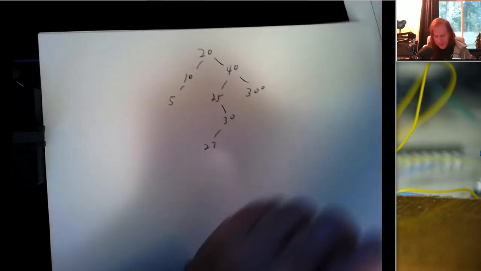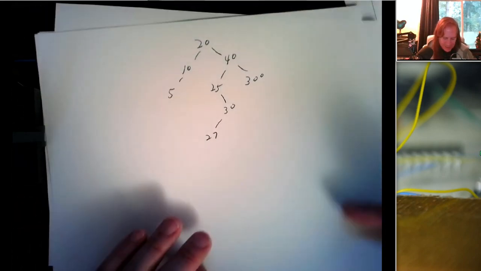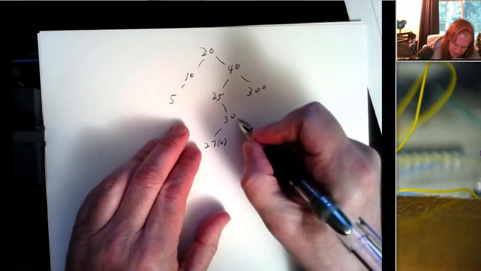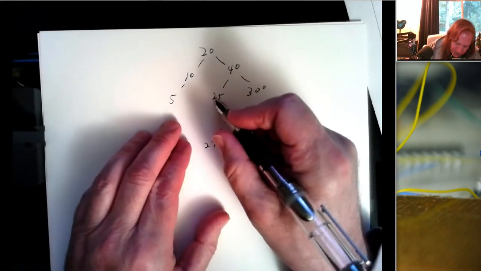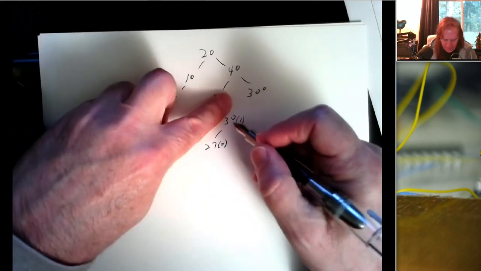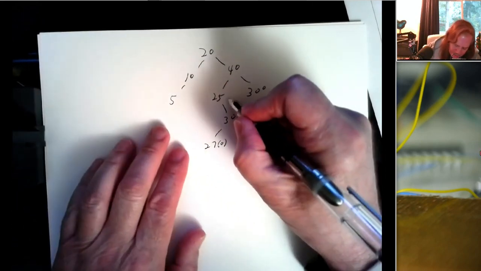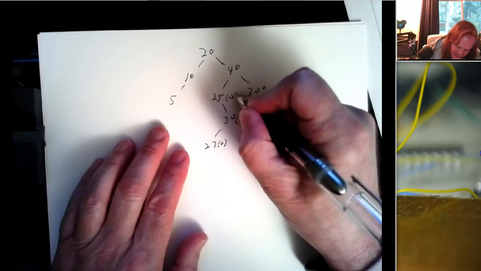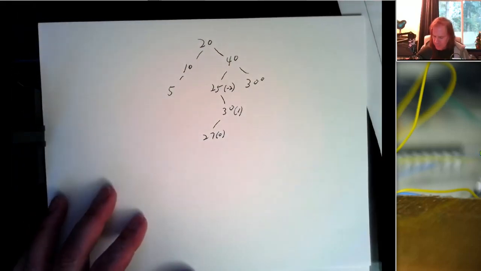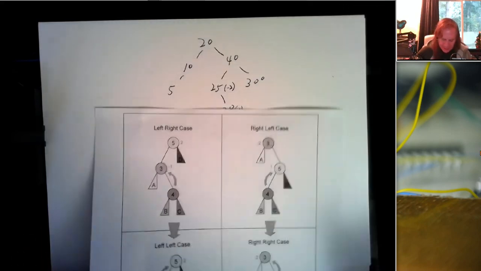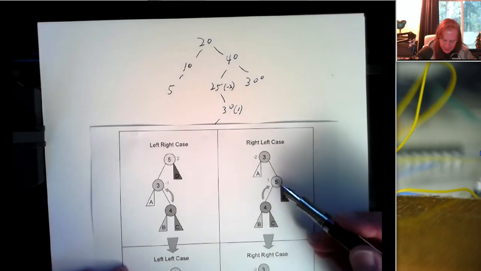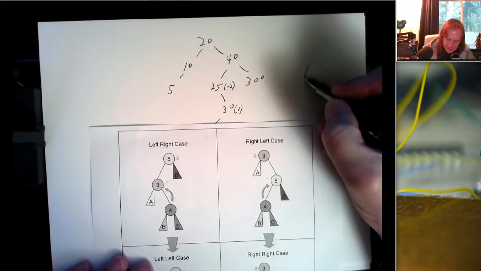All right, so let's calculate balance factors. So this is a 0. This is 1 minus 0 is 1. This is 0. This is negative 1 minus 1. This is negative 2. We're unbalanced. And our type of imbalance is a right-left case. Negative 2 right there, and its right child is a 1. This is right-left.